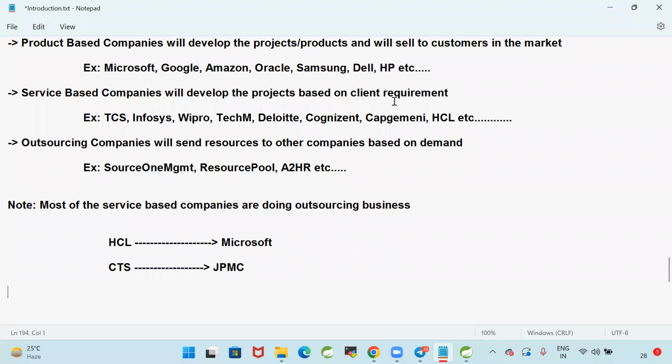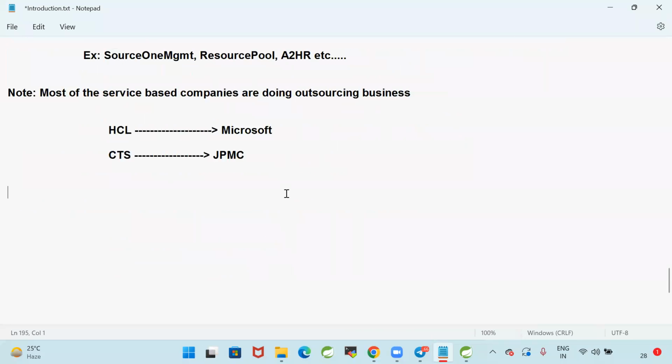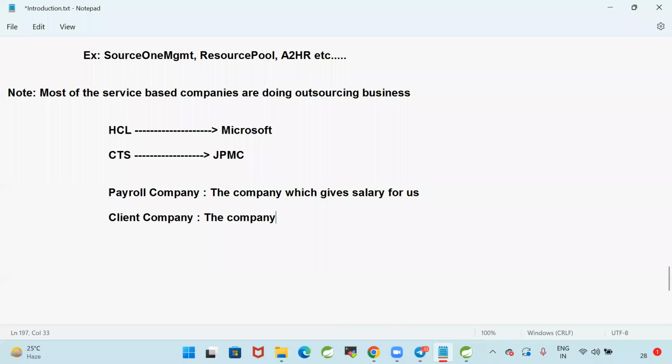You get selected for one company, but you will develop the project for another company. That is called a contract job. When you go for a contract job, a payroll company and a client company will be involved. Payroll company, or parent company. Sir, what is a payroll company? The company which gives salary to us is called the payroll company. What is the client company? The company for which we will work or do the project. So this is your client company and this is your payroll company.